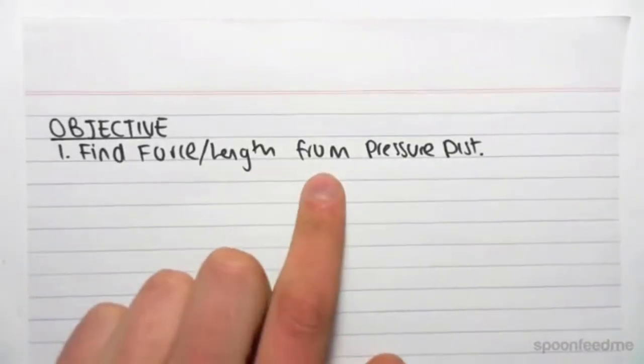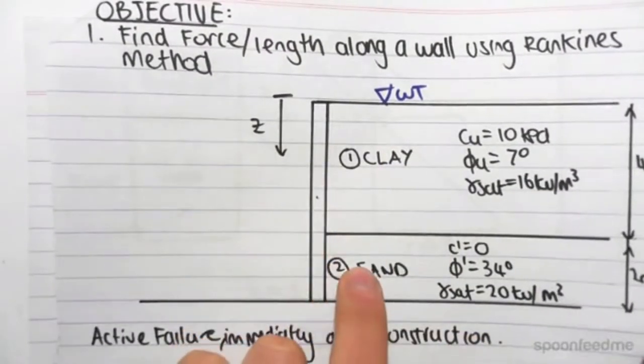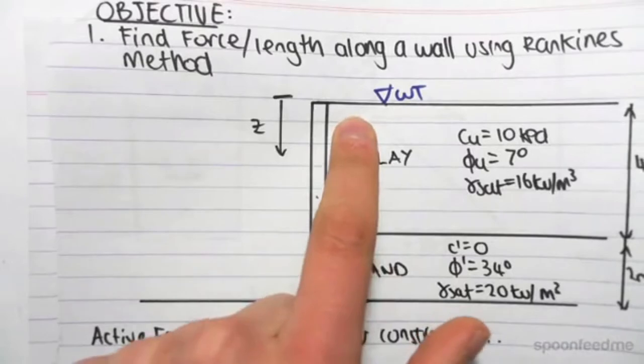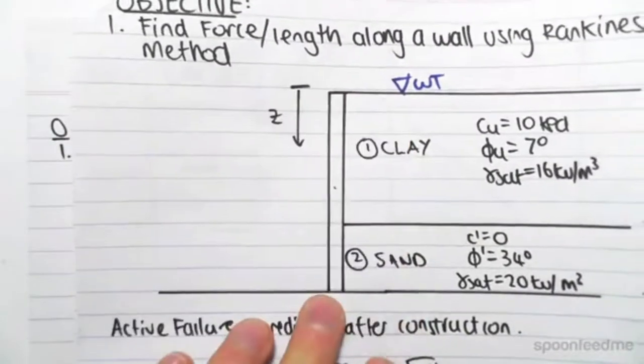Hey guys, the objective of this video is to find the force per length from our pressure distribution, which we've developed in the previous two videos. So just a quick reminder of where we're at. What we've done is we've got our wall with the clay and sand layer, and we've developed pressure distributions for the clay and pressure distributions for the sand. So what we're going to do is combine this now.